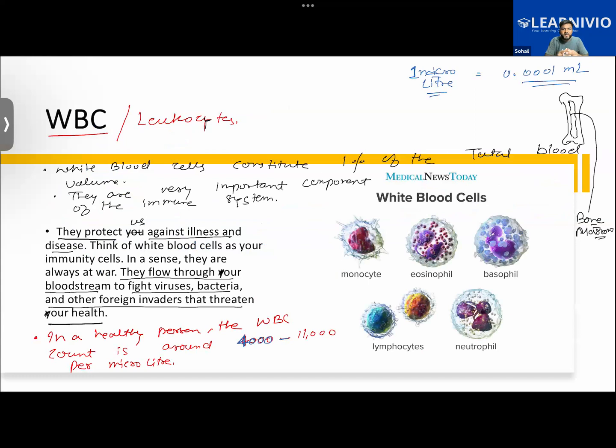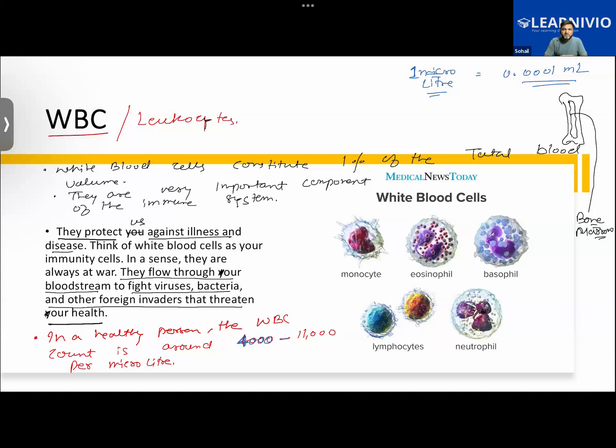Then we were learning about white blood cells. We learned that they constitute about 1% of the total volume of the blood, so they take up a very small space. Why are they important? Because they act as the defense system of the body, protecting us from disease-causing microorganisms and thereby keeping us healthy.